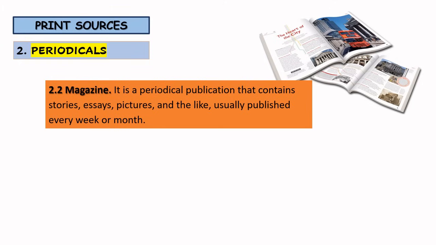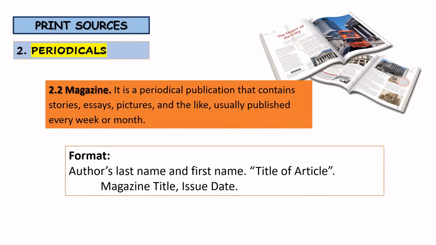Magazine. It is a periodical publication that contains stories, essays, pictures, and the like, usually published every week or month. What follows is the sample format of writing a magazine bibliography. Author's last name and first name, period. Title of article, period, enclosed in quotation marks. Magazine title, comma. Issue date, period.